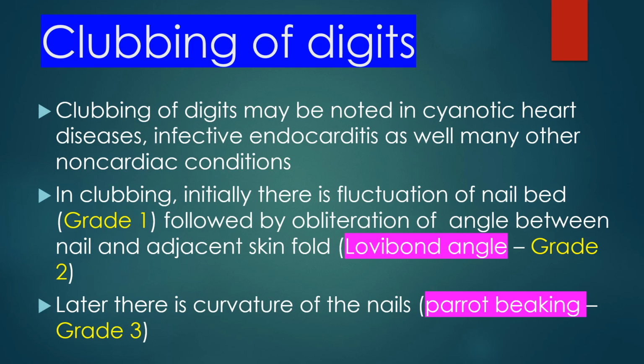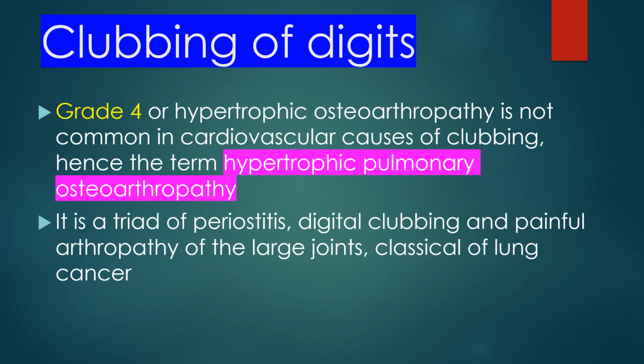Clubbing of the digits may be noted in cyanotic heart diseases, infective endocarditis, as well as many other non-cardiac conditions. In clubbing, initially there is increased fluctuation of the nail bed, that is grade 1, followed by obliteration of the angle between the nail and the adjacent skin fold, or the Lovibond angle, that is grade 2. Later there is increase in the curvature of the nails, known as parrot beaking, that is grade 3.